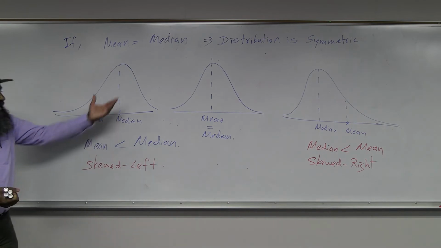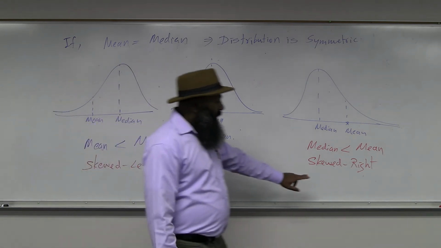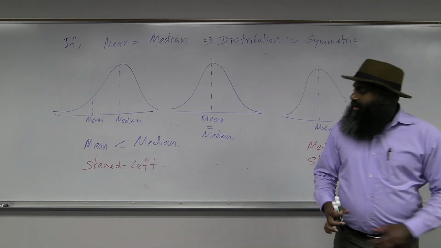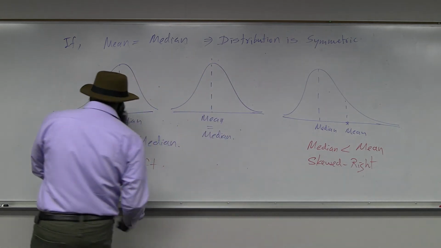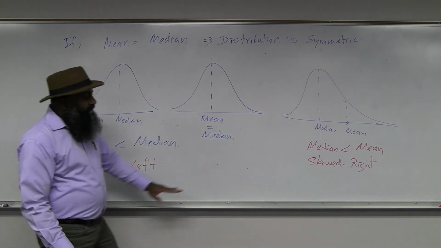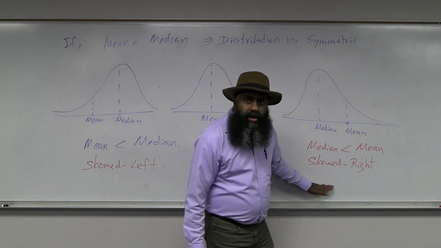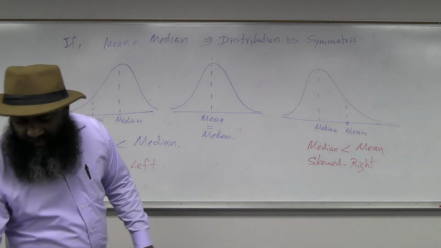That means there is a tail towards the left. Okay? Now, skewed left and skewed right also have two other names. When you say skewed left, it is also called skewed negatively. When you say skewed to the right, they also call it skewed positively. Now we can move on to point number 10.